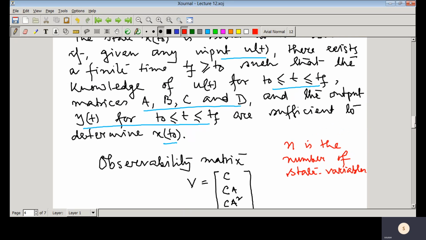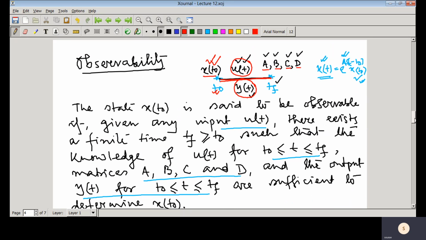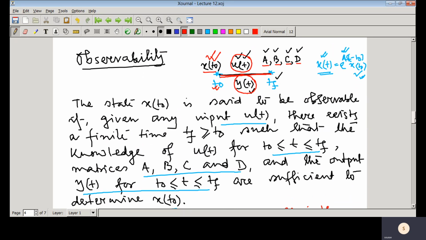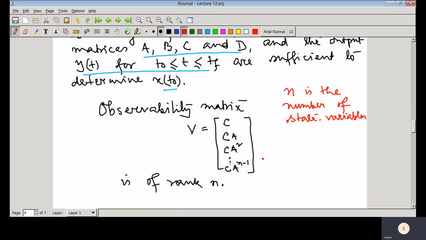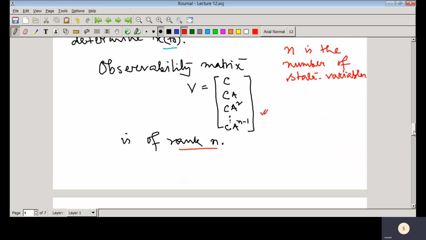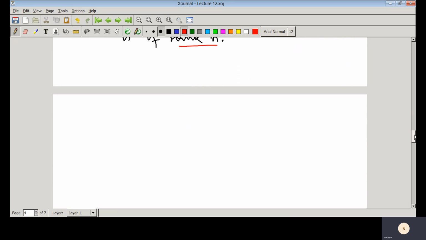So in case of observability, say one state space realization is given, and for testing observability, you need to know the A matrix and C matrix. Then you form this observability matrix and find the rank. If that rank is equal to n, then the system is said to be completely observable. So let us see some examples. So one example is here.